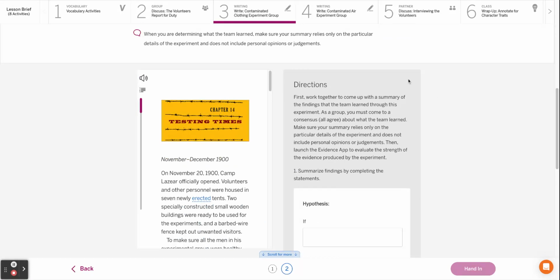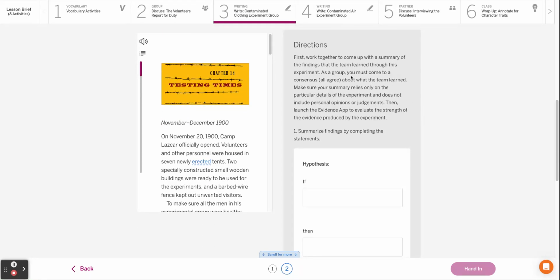Make sure that your summary relies on the details of the experiment without any opinions or judgments. You don't get to say good or bad. It is what do the details of the experiment say and what do the results say. Science is about what you can measure while it's happening and then understanding those results. It's not good or bad. It's what is happening and what do the results tell us.